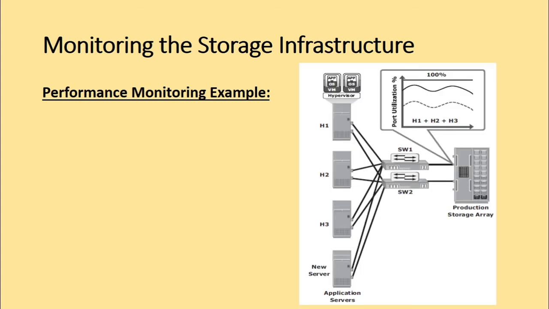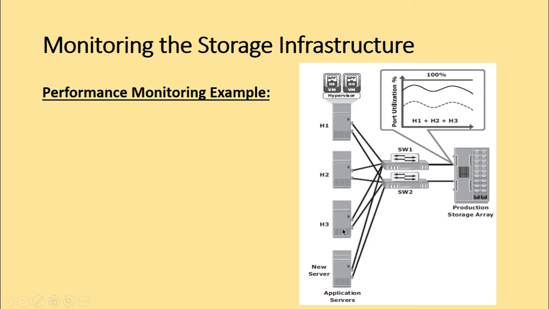Now let us move on with the next monitoring parameter, that is performance monitoring. Let us look at an example for performance monitoring. The example shown here in this particular diagram illustrates the importance of monitoring the performance on the storage array. In this example, servers H1, H2 and H3 with two host bus adapters each are connected to the storage array through the switches SW1 and SW2. The three servers share the same storage ports on the storage array to access the LUNs or the logical units.